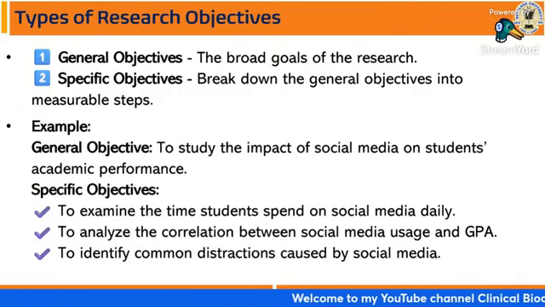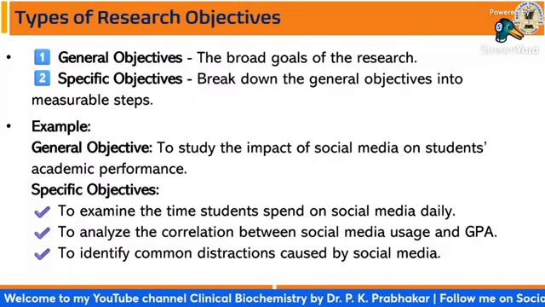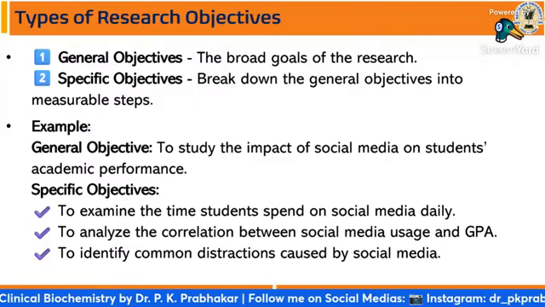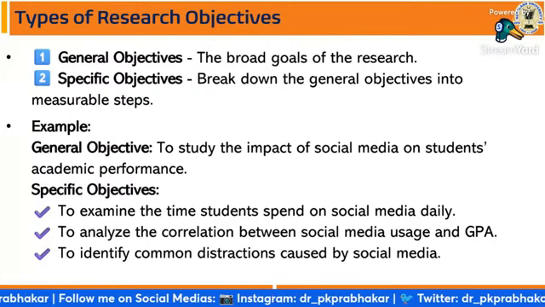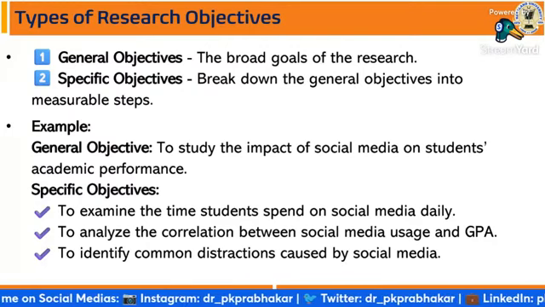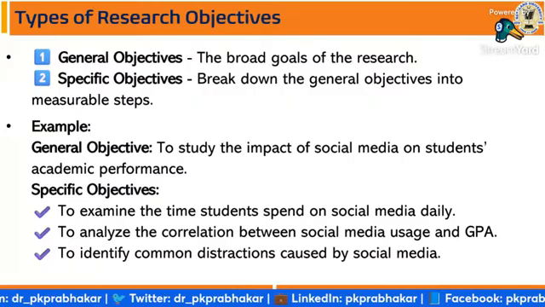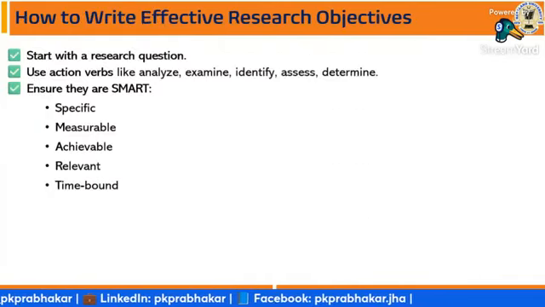Like, one general objective is to study the impact of social media on students' academic performance. This general objective can be broken down into three different specific objectives, like to examine the time a student spends on social media daily, to analyze the correlation between social media usage and the GPA, and to identify the common distractions caused by social media. So both are related to each other.